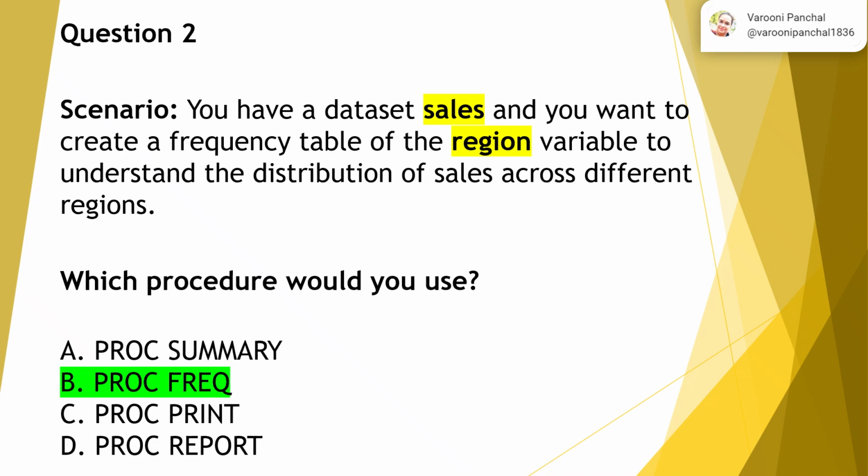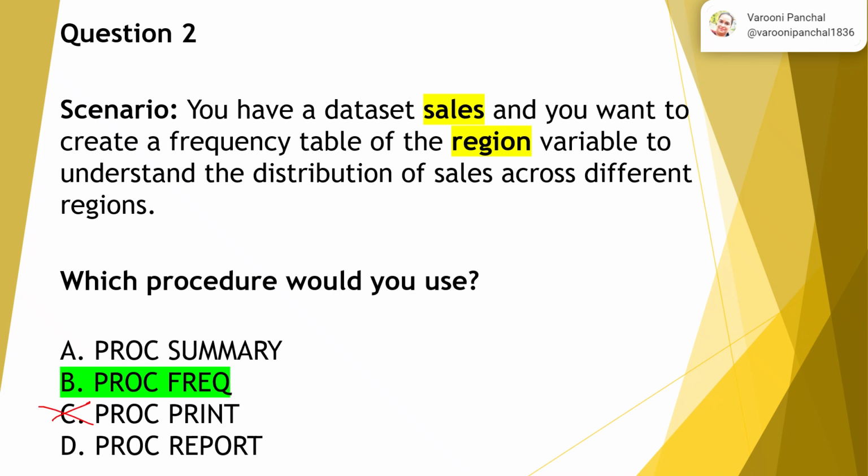Question 2. Scenario. You have a dataset sales and you want to create a frequency table of the region variable to understand the distribution of sales across different regions. Which procedure would you use? Now option A is proc summary, which is used in various concepts. Proc print, like I said, is used for printing the data sets. So this is not the right answer.